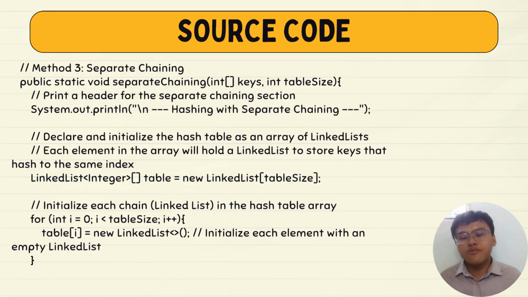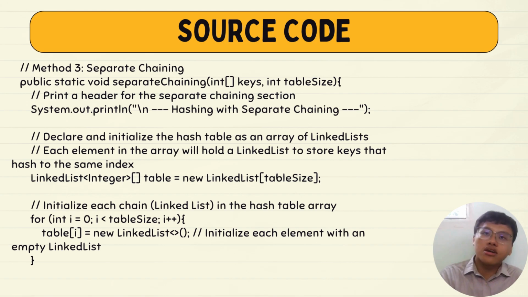Okay, end of method 1. Now we move to method 2. Method 2 is separate chaining. So first, we need to print a header for the separate chaining section. Use System.out.println to guide the user. Then declare and initialize the hash table as an array of linked lists. Each element in the array will hold a linked list to store keys that hash to the same index.